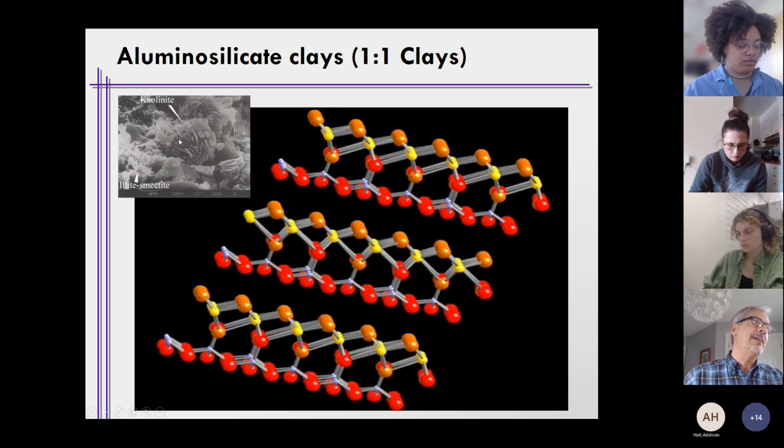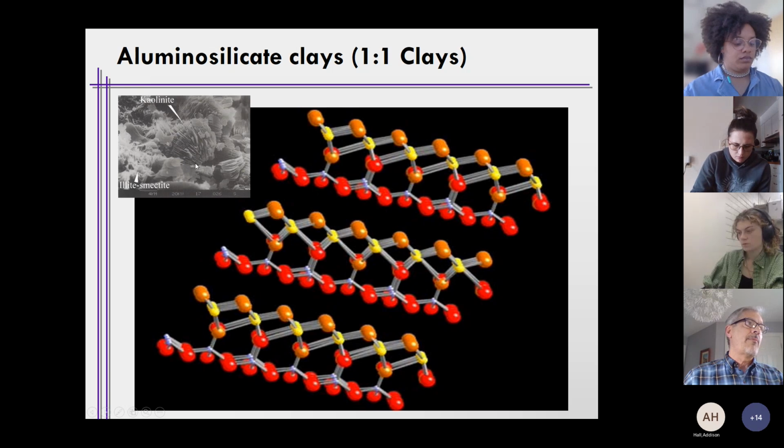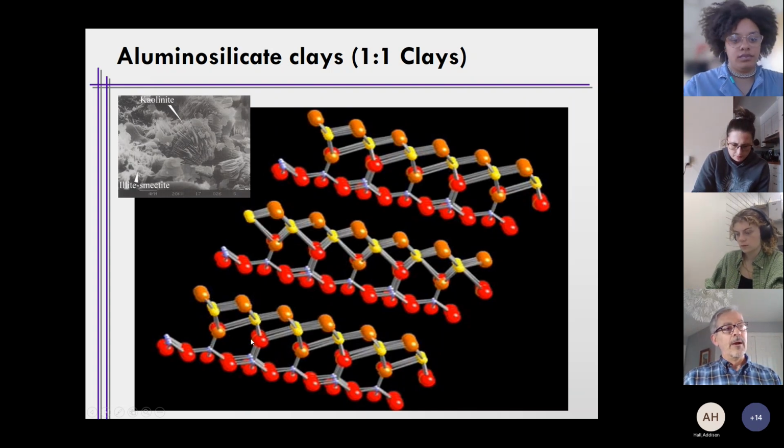When you can actually see these layers, and of course, this is magnified quite a bit. I can't see exactly what this is, say 4 micrometers. I mean, this is a very, very small particle, but you can see it in an electron microscope. But each one of these layers that you can see in the microscope is roughly 100 of these silica tetrahedral to aluminum octahedral sheets stacked on top of one another.